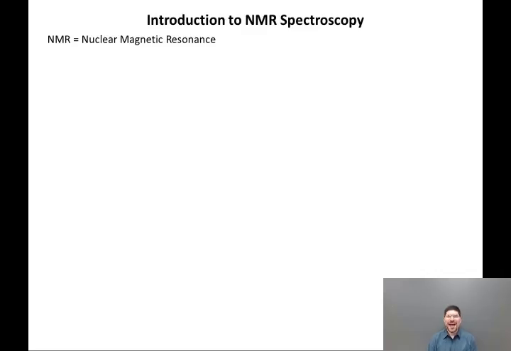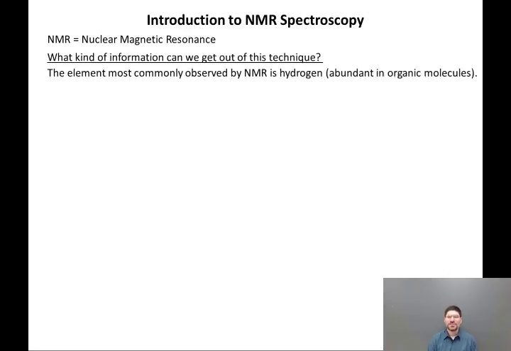NMR, or nuclear magnetic resonance spectroscopy, is by far the most important spectroscopic technique for determining the structure of organic compounds. So what kind of information can we get out of this technique? What makes it so great? Well, the element most commonly observed by NMR is hydrogen. And that is very useful to organic chemists because hydrogen atoms are very abundant in organic molecules.